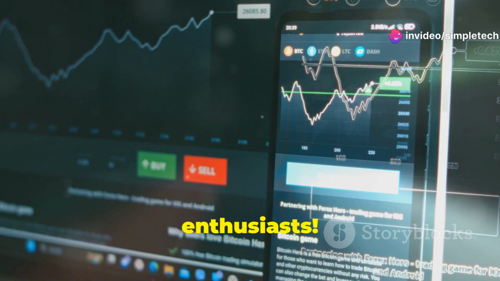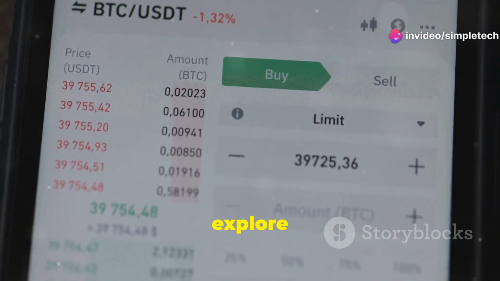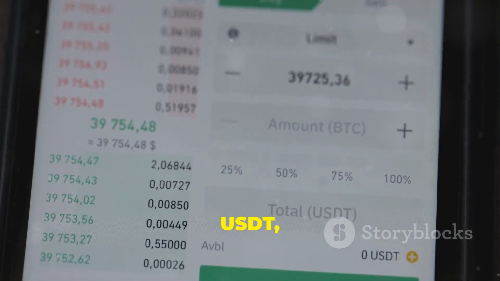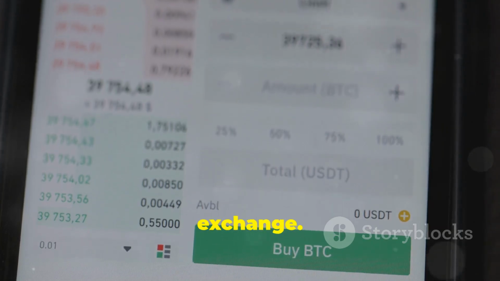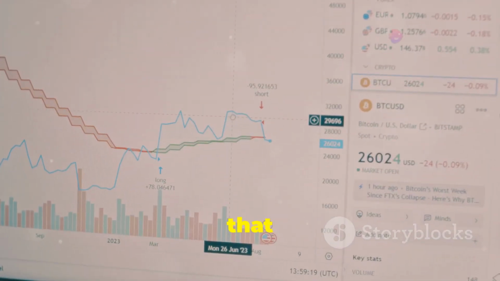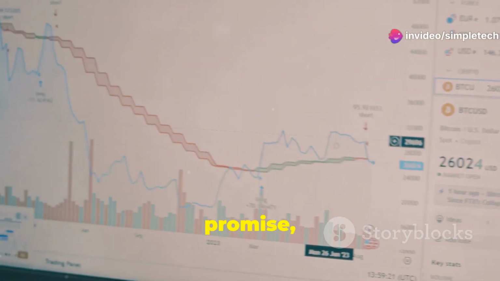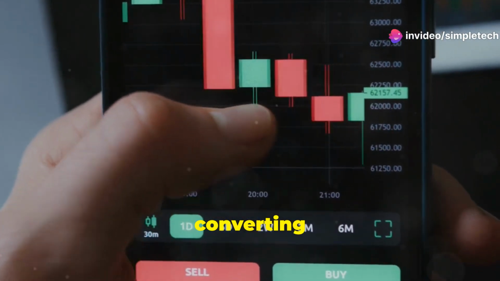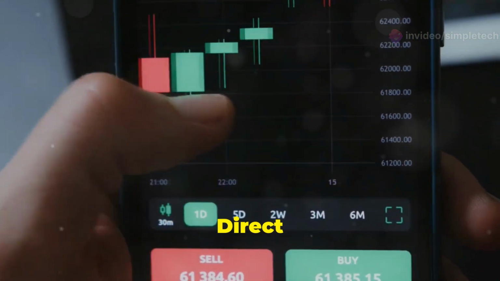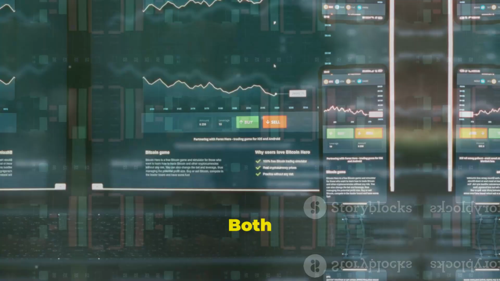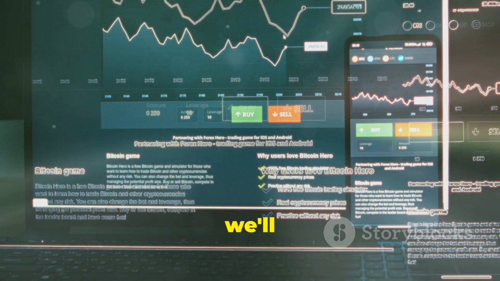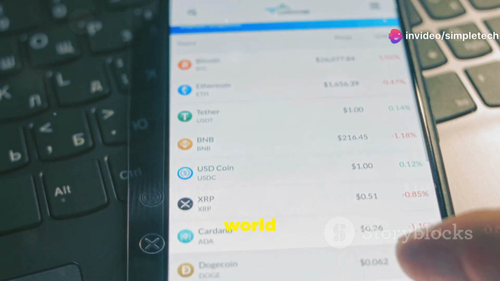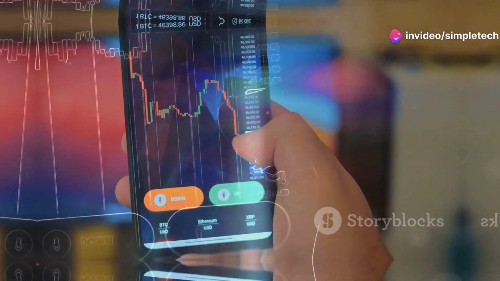Hey there, crypto enthusiasts. Today we're going to explore the exciting world of converting your Tether or USDT to Bitcoin on the OKX exchange. It's a process that can seem daunting at first, but I promise it's quite straightforward. We'll break down the two main methods for converting your USDT to Bitcoin: direct conversion and trading. Both have their advantages, and we'll walk you through each step of the way. So buckle up and let's dive into the world of crypto conversion.